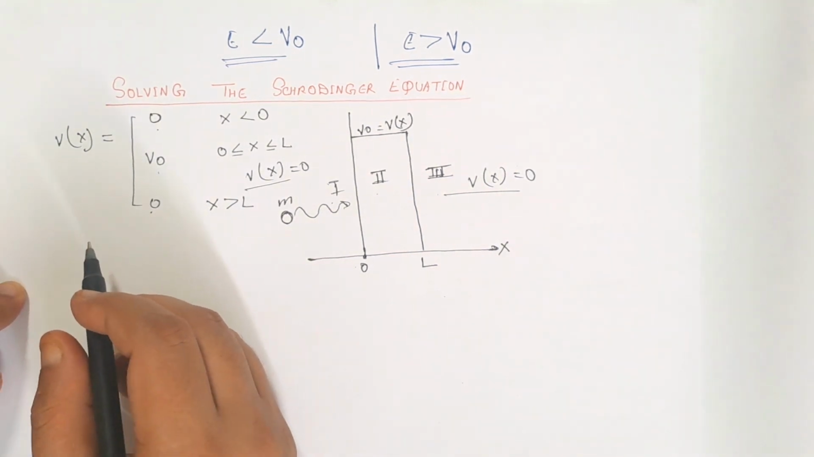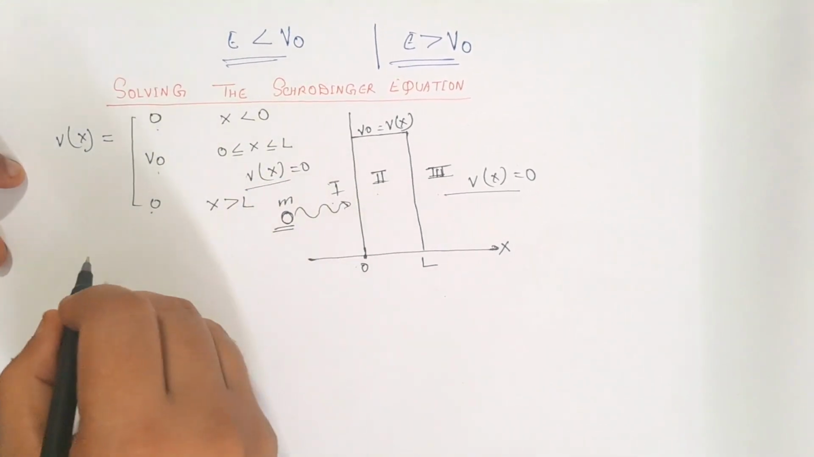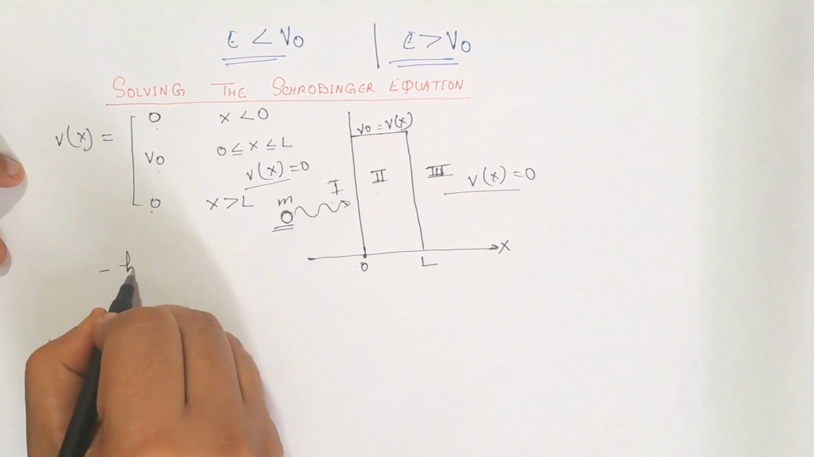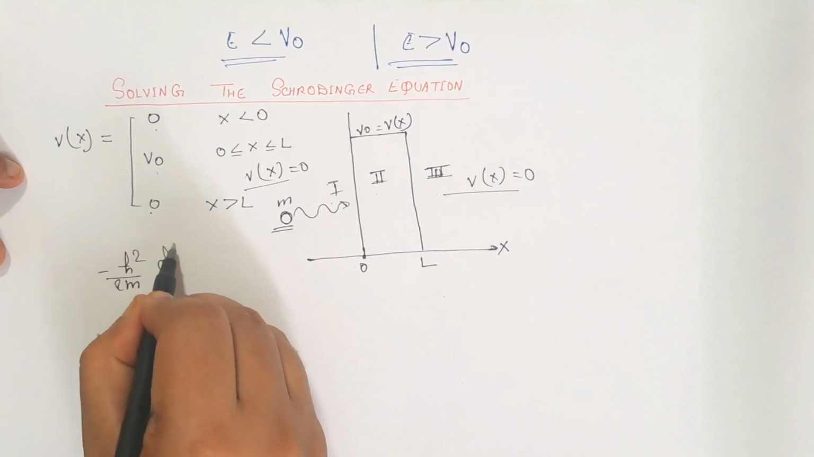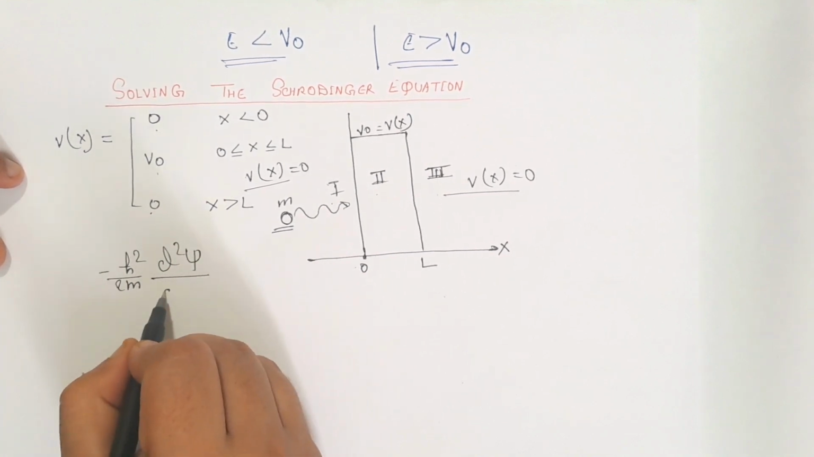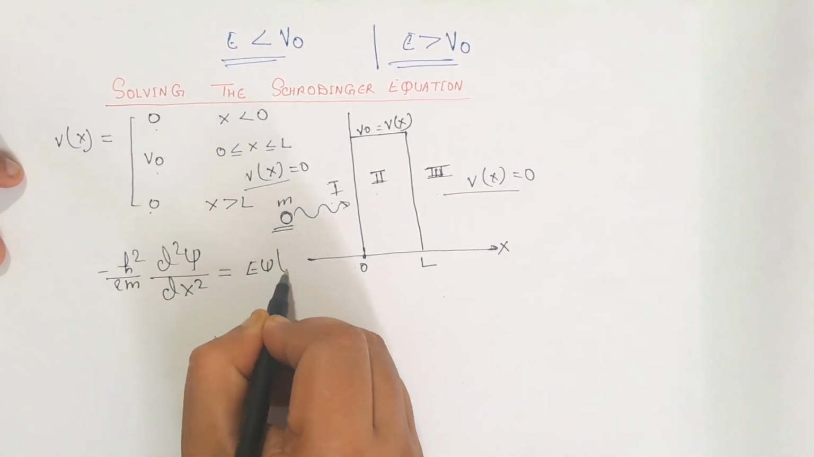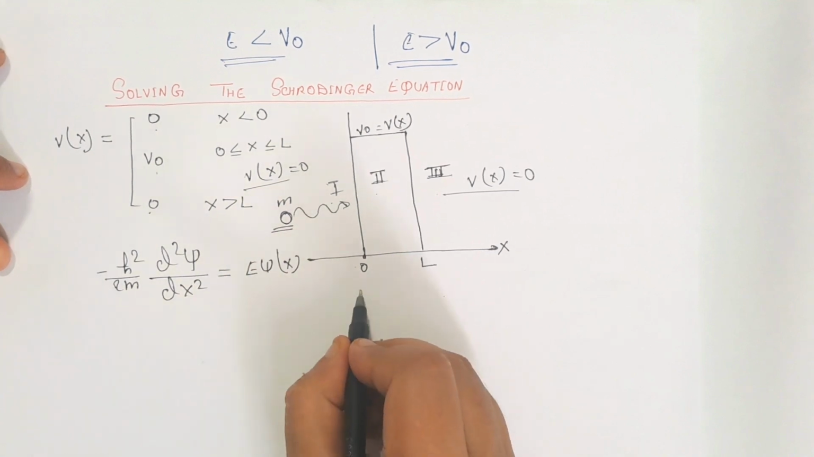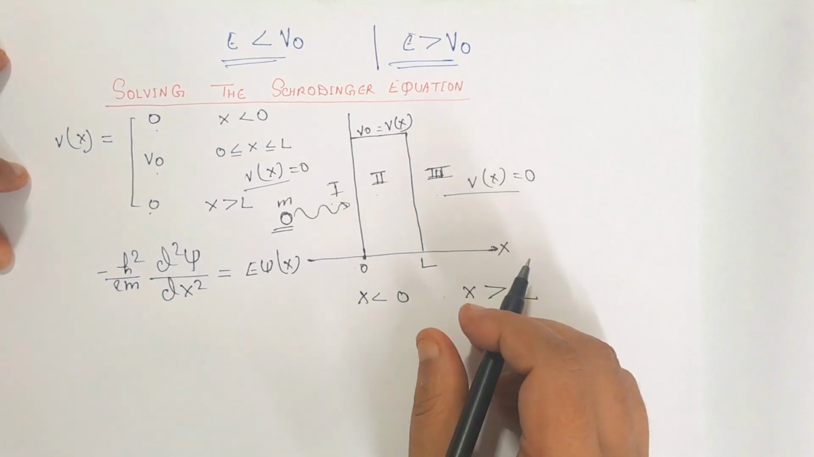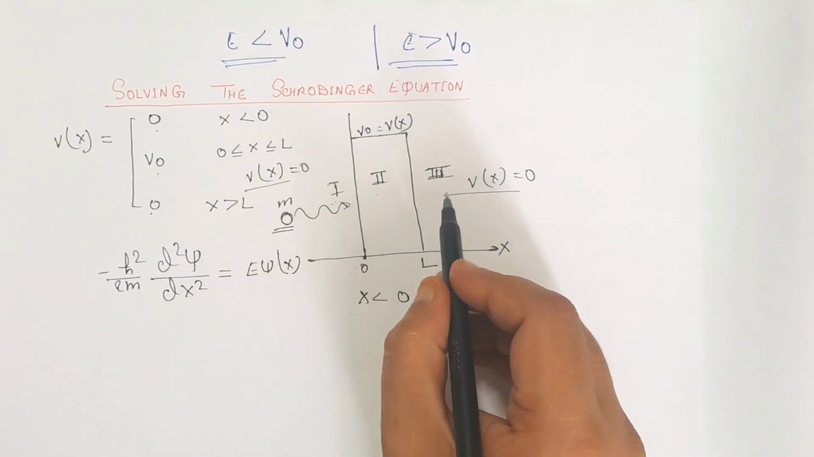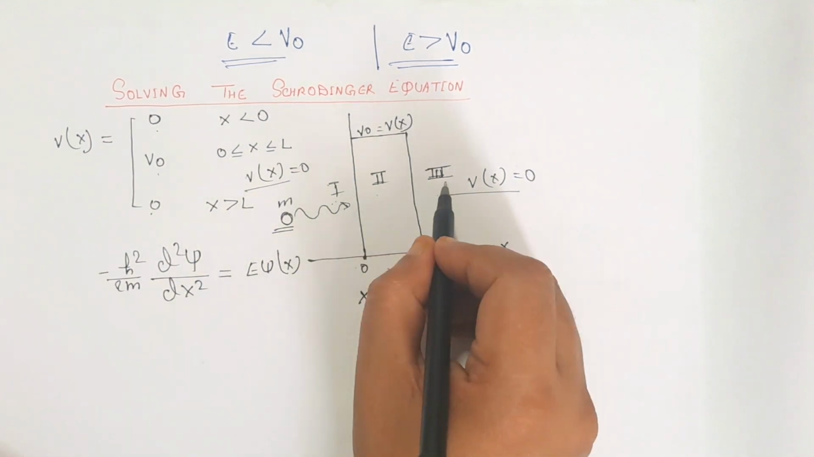Now the time independent Schrodinger equation for the particle of mass m will be minus h bar square by 2m d2 psi by dx2 is equal to E psi(x). This is for x smaller than 0 and x greater than L, so this is for region 1 and again for region 3.